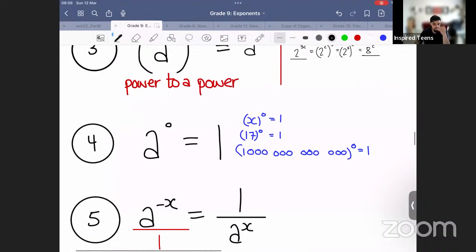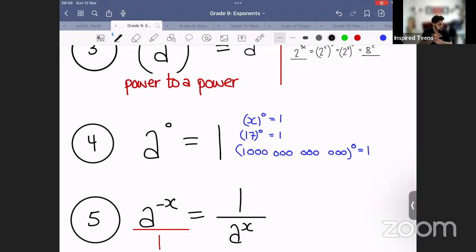Okay, number 4, a to the 0 is equal to 1. So basically anything to the power of 0 is equal to 1. We said x to the power of 0 is equal to 1, 17 to the power of 0 is equal to 1, 1 trillion to the power of 0 is equal to 1.